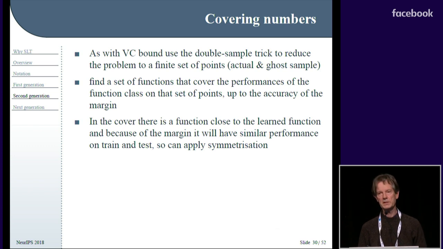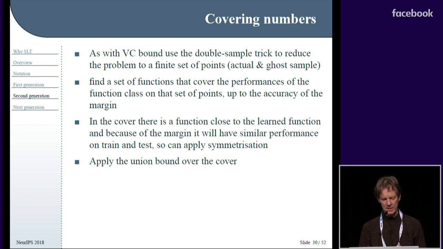And so we can apply this idea of symmetrization, which is basically saying it's very unlikely you'll get poor performance on the first half and good performance on the second. The first half corresponds to the training set, so we're getting poor performance on the training set, but good performance on the test set. And symmetrization just says it's equally likely if you swap those points, and so it would be very unlikely if all of the errors end up in one half of the pairing. And then we apply the union bound over the cover.